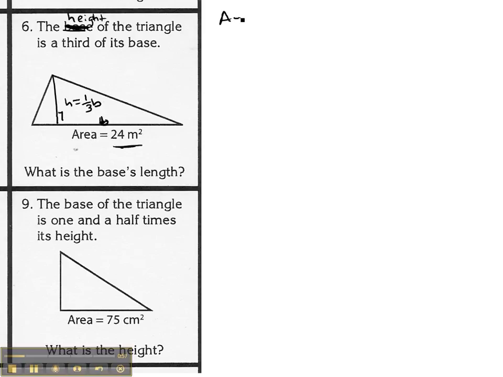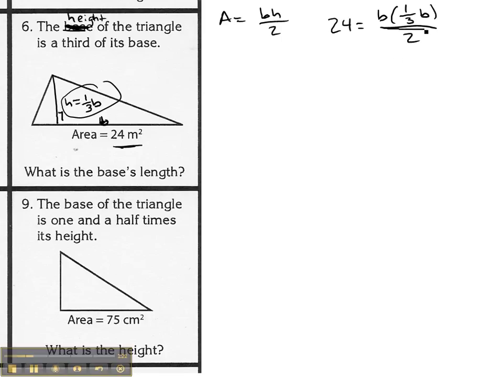Let's start by writing the area formula. Area equals base times height over 2. And we know the area is 24. So 24 equals the base times, now I'm going to substitute in this 1/3 b for the height, 1/3 b divided by 2. And then we have an algebra equation to solve.